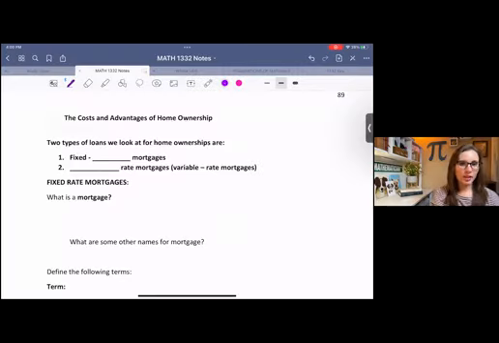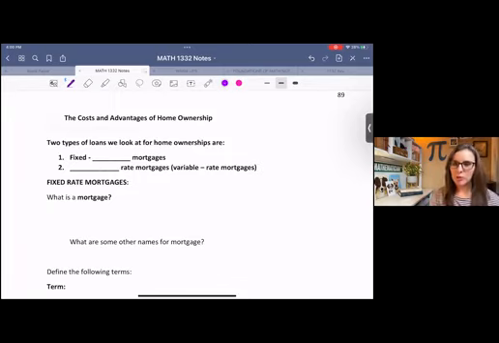Hey y'all, in this video lesson, we're going to be looking into the costs and advantages of home ownership. In this lesson, we're going to have a lot of terminology and vocabulary that we're going to have to familiarize ourselves with before we get into some of the numbers.